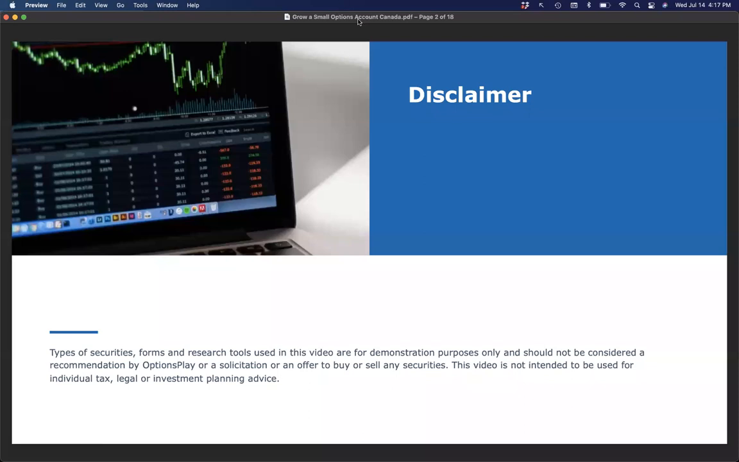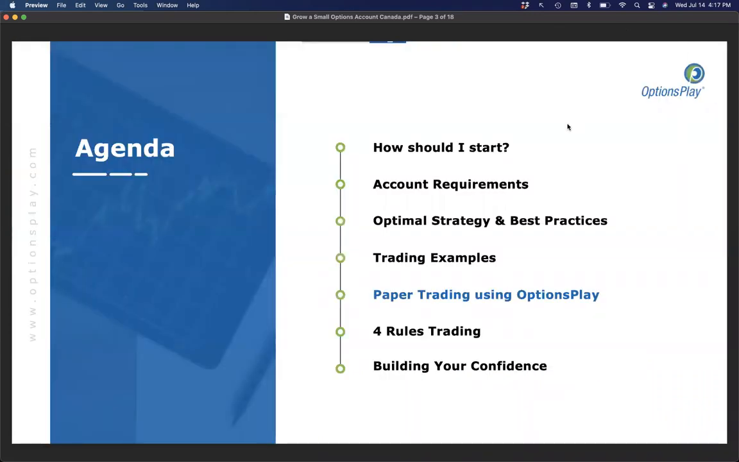So before we get started, what we're going to discuss here today is purely for education and demonstration purposes. It is not a solicitation or recommendation to buy or sell any specific securities.